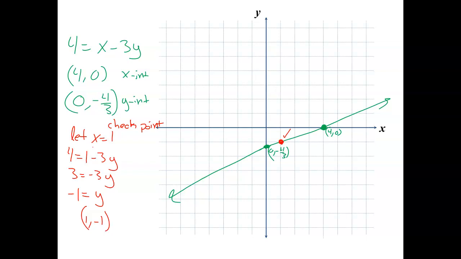We're good. 1, negative 1. That's the pattern I expect. As long as it's close, because I estimated where this point was, and also my line's not perfectly straight. It kind of drops off here a little bit. But it's close enough, so it's very likely that I got everything in the right spot.